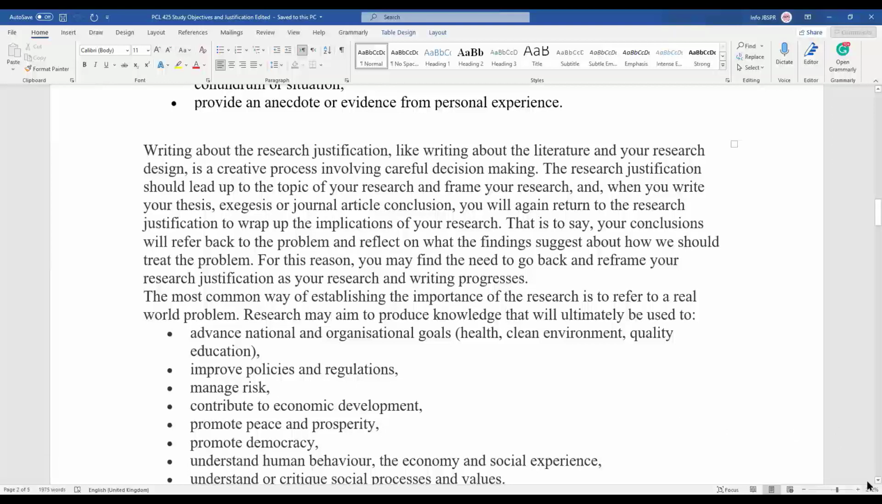So examples are given here that your research may refer to a real-world problem and it may aim to produce knowledge that will ultimately be used. For instance, in community pharmacy, if you now find out that they don't have enough capacity, you can suggest that maybe pharmacy schools should include this in their curriculum if it's not there, or the regulatory body can include this in the continuing education.